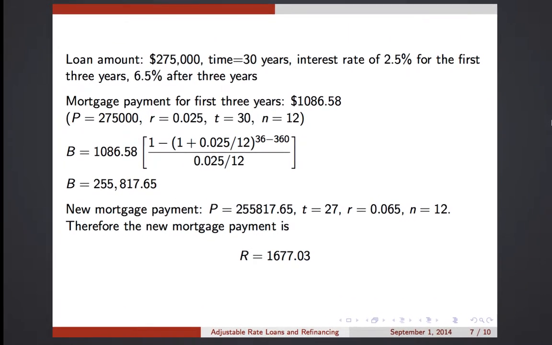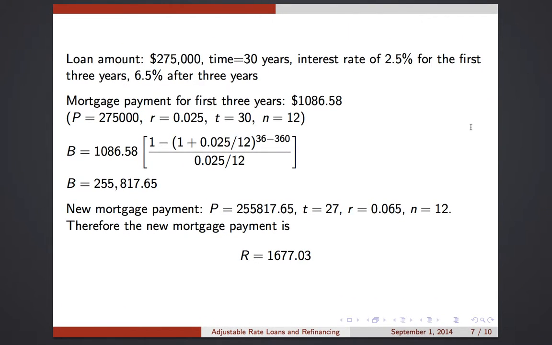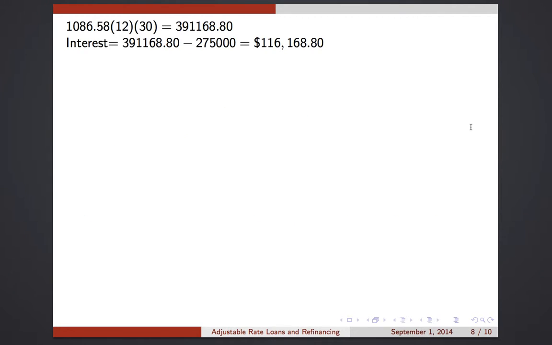Okay, so we've answered the original question. What's their new mortgage payment? Generally, when you're asked a question like this, I will follow it up with some interest questions. So the first thing I want to do is figure out how much interest would they have paid if their interest rate had never risen.